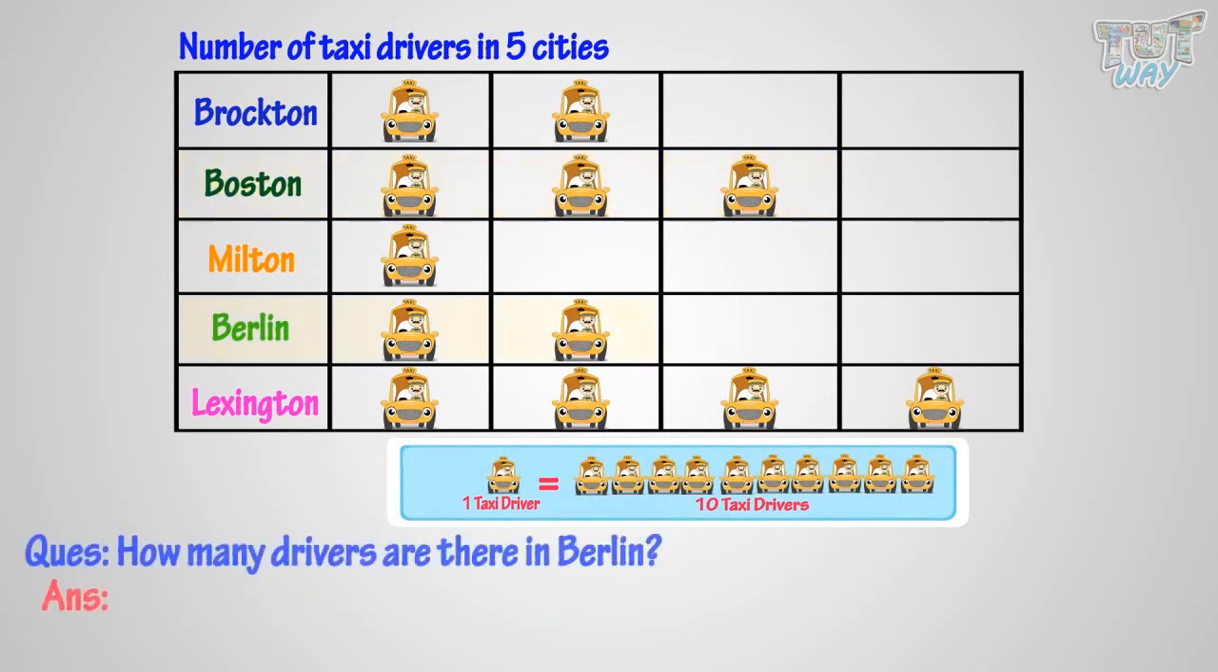Now, how many drivers are there in Berlin? There are 2 driver symbols against Berlin, where one symbol means 10 drivers. So 10 plus 10, or 10 times 2, equals 20. That is, 20 drivers are there in Berlin.